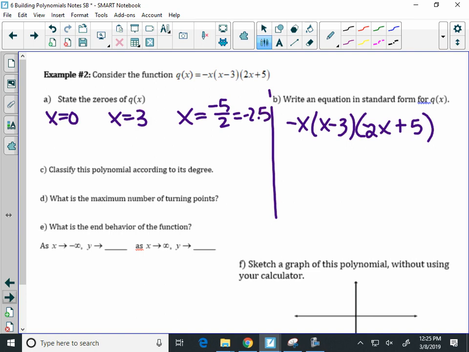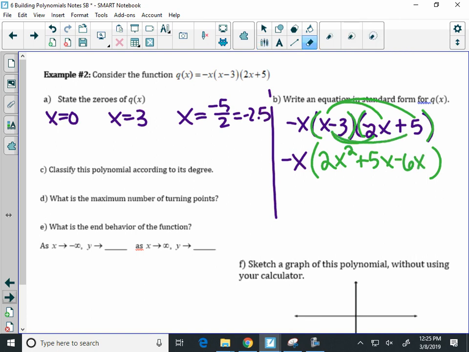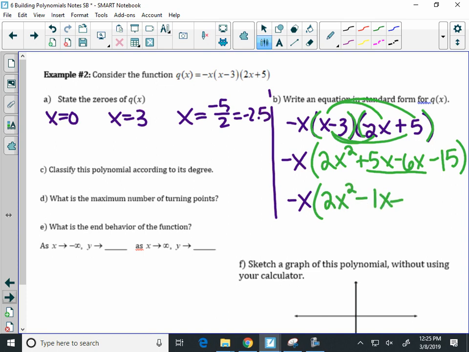FOIL, okay. So if we're FOILing first, we're only dealing with the 2 over here. That negative x just stays out in front, and we will get to it in a minute. So we're going to FOIL the 2 on the right. I have x times 2x, which is 2x squared. X times 5 is plus 5x, minus 6x, minus 15. You're welcome to combine like terms right now if you want to. That negative x stays out in front, and we'd have 2x squared minus 1x minus 15.